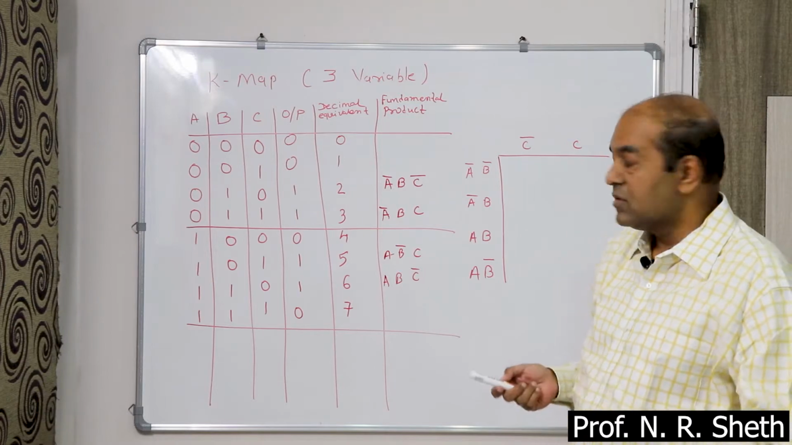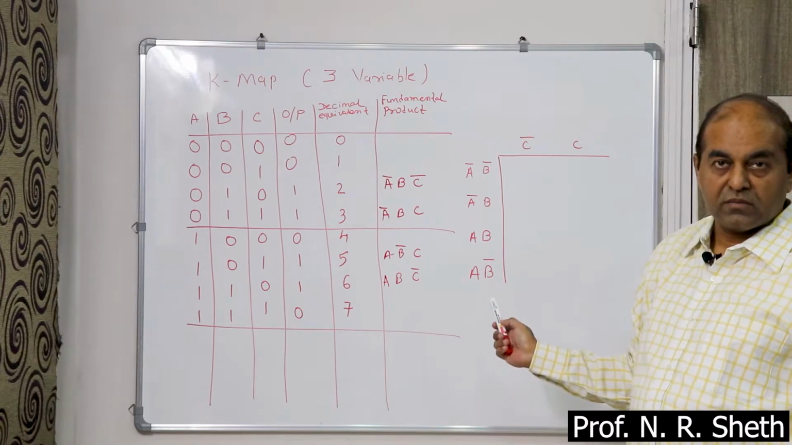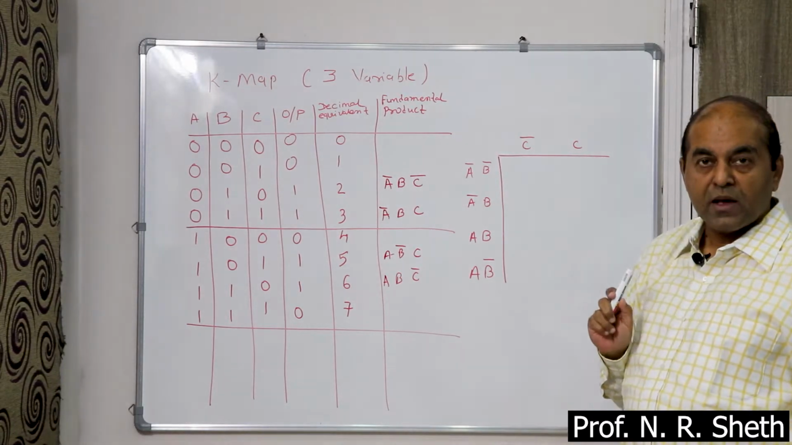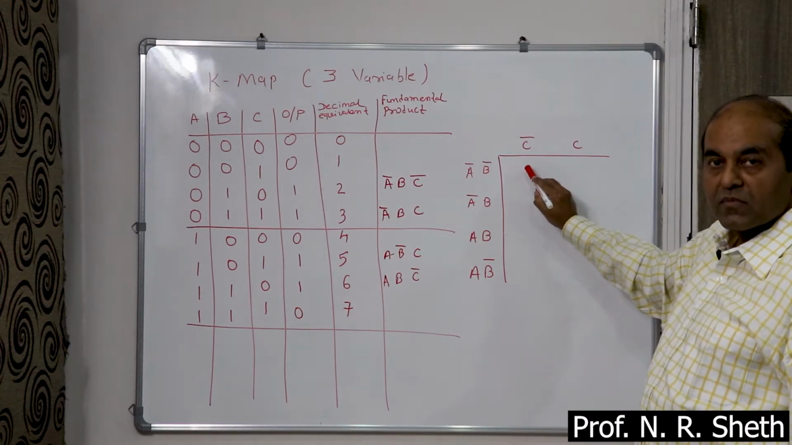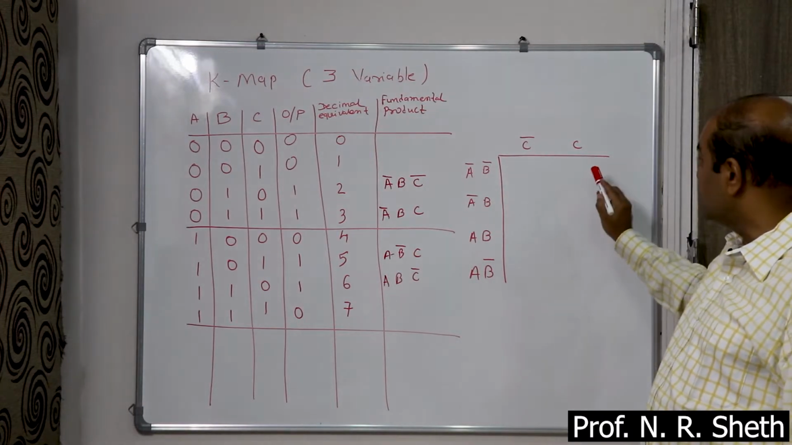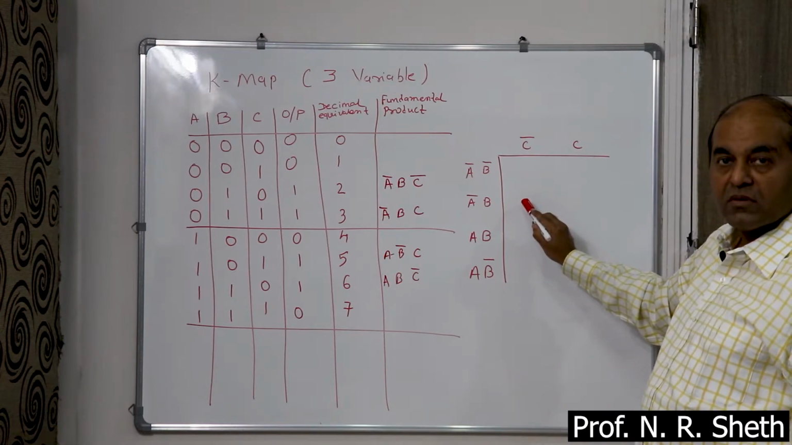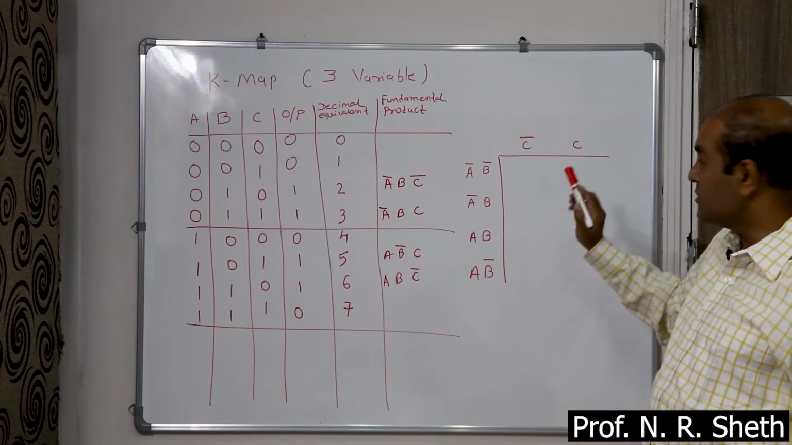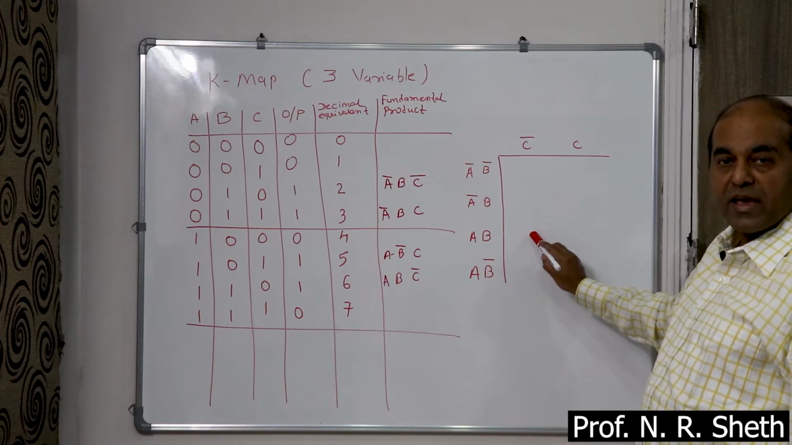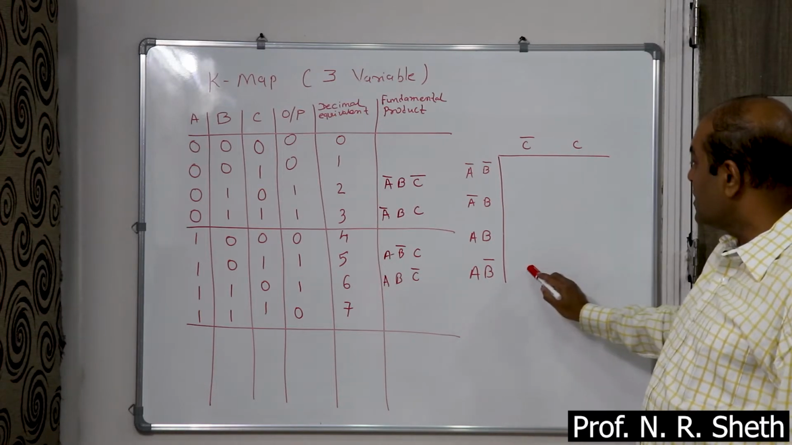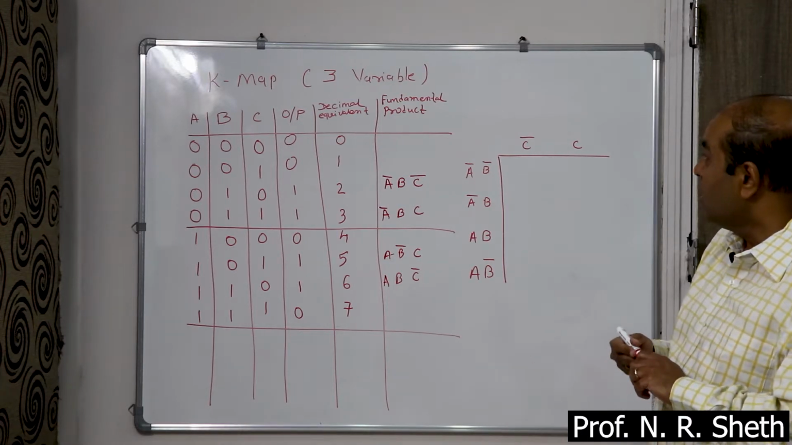So be careful. A bar, B bar, A bar, B, A, B, A, B bar, and this is C bar, C. Now bit position. This one A bar, B bar, C bar. This one A bar, B bar, C. This one A bar, B, C bar. This one A bar, B, C. A, B, C bar, A, B, C. A, B bar, C bar, A, B bar, C. Okay, it's simple.